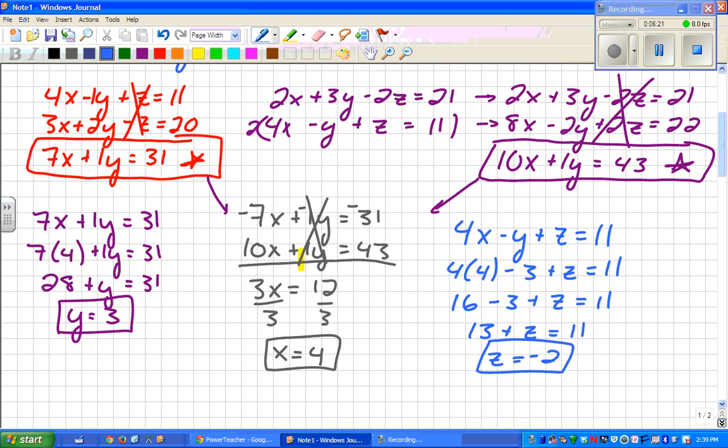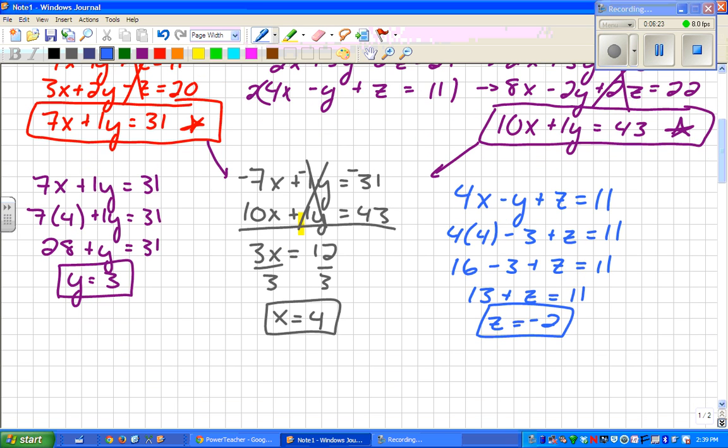And there you go. You found all 3 answers. The only thing left to do is to actually write them out as an ordered pair. So we're going to go with alphabetical order: X, Y, Z. That's how you should write it. So 4, 3, negative 2. There's your final answer.